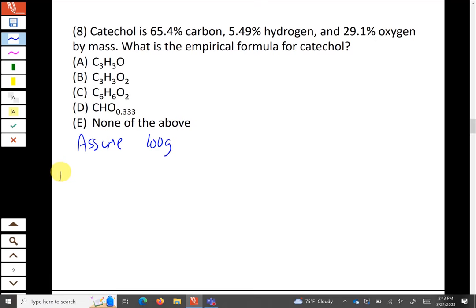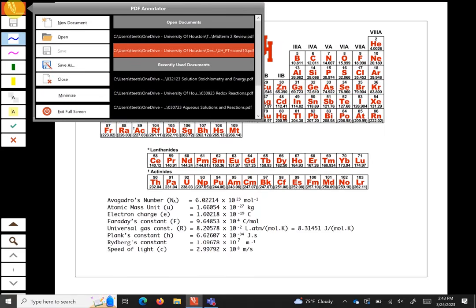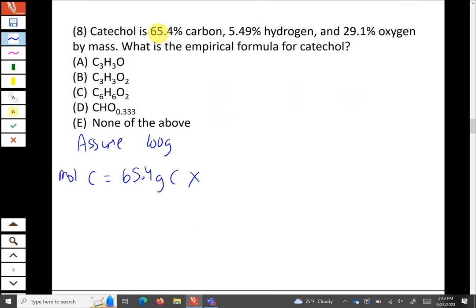So for each element, we're going to find the number of moles that corresponds to that mass. So for carbon, we have 65.4%, which means out of 100 grams, there's 65.4 grams of carbon. And we use the atomic masses to convert those each into moles. So carbon, hydrogen, oxygen. Carbon is 12.01, hydrogen 1.008, oxygen 16. So we're going to use those three atomic masses along with the mass percents of each to get the number of moles. So for carbon, 1 mole has a mass of 12.01 grams. That's straight off the periodic table. And so we get 5.45, sorry, that's moles of carbon.